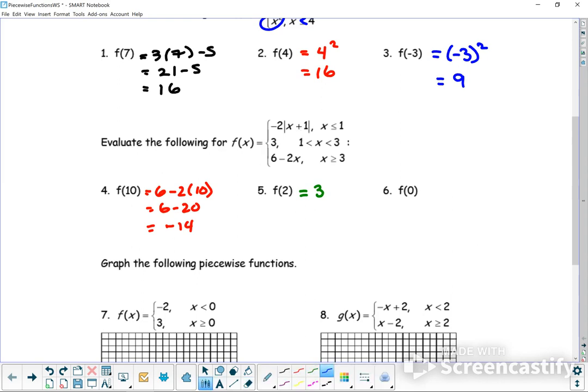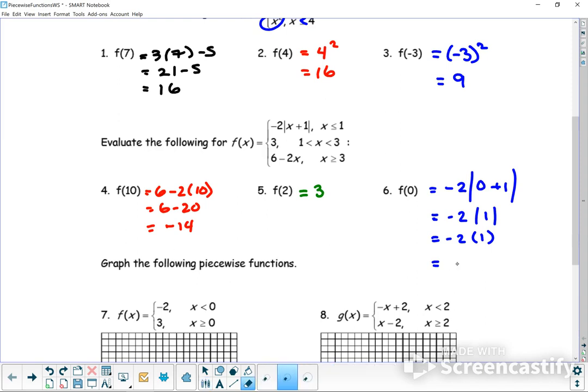Lastly, we're going to use 0, and 0 is less than 1, so we're going to utilize the top equation. This is going to be equal to negative 2 times the absolute value of 0 plus 1. Working it out, 0 plus 1 is 1, the absolute value of 1 is 1, and then negative 2 times 1 is negative 2. Sorry, brain fart.